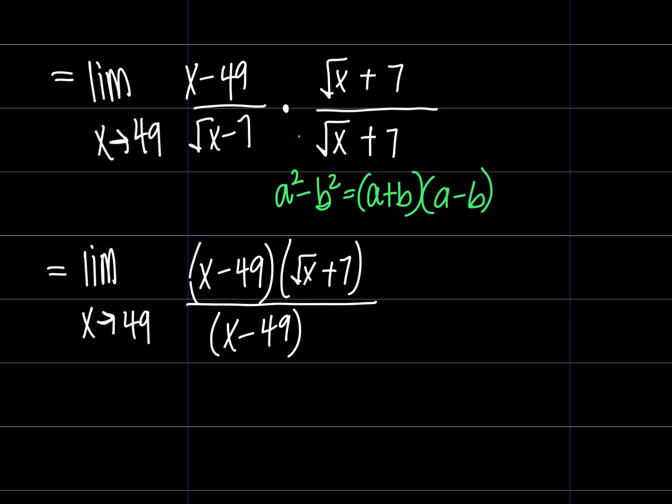Once I do that, it has some cancellation. As soon as you have some cancellation, then you can try direct substitution again. And this time, we get 14.